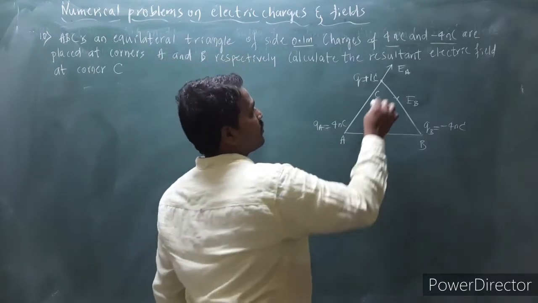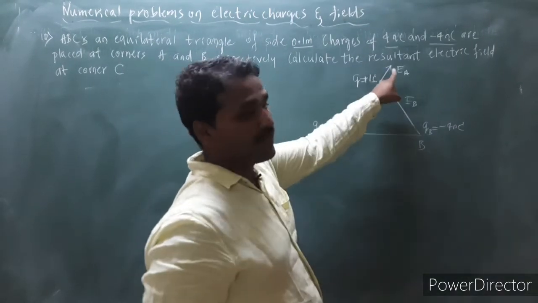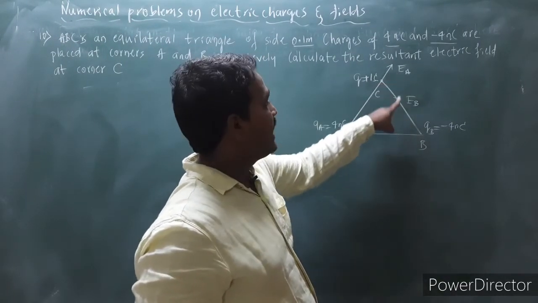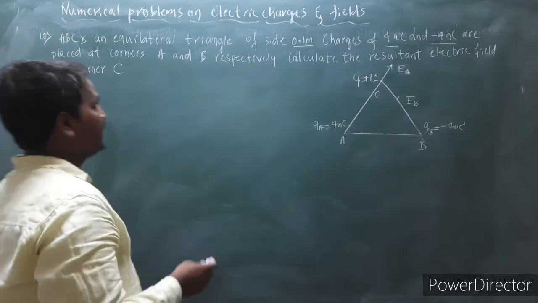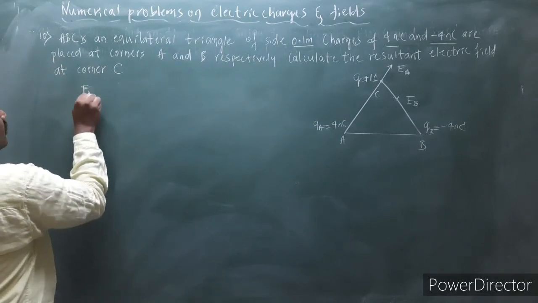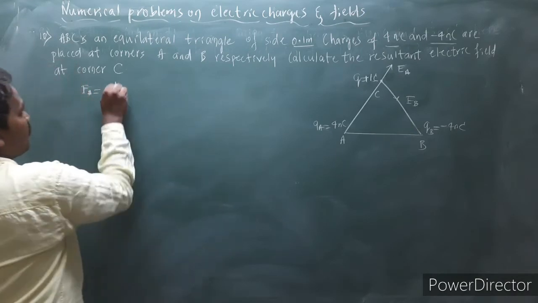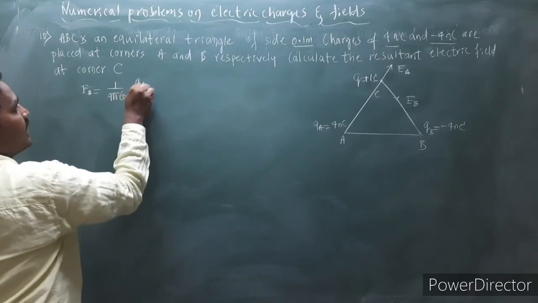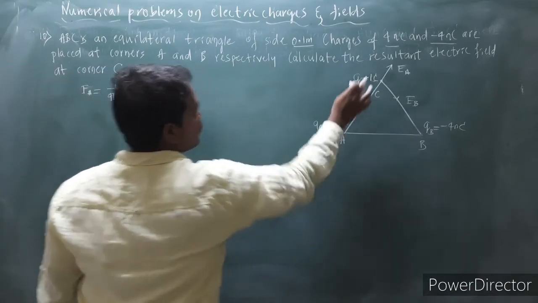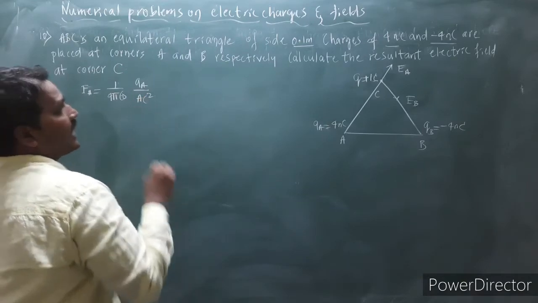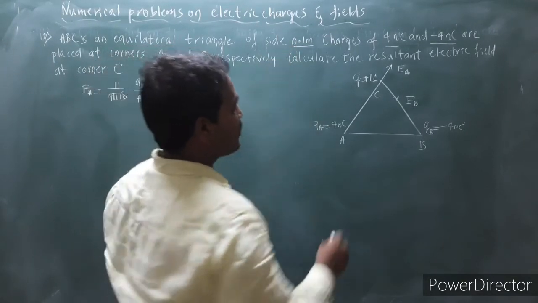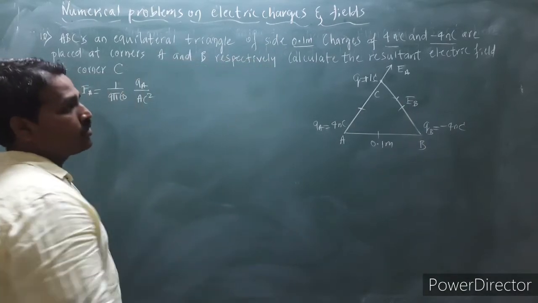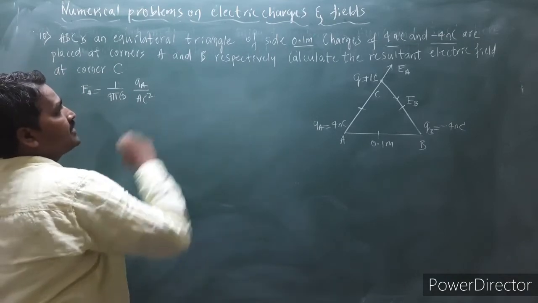Now I have to find the resultant of these two electric fields, and for that I should calculate the magnitude of electric field EA and the magnitude of electric field EB. We shall calculate them separately. EA is 1 divided by 4 pi epsilon naught, into the source charge QA, divided by the distance between these two points, AC square. They have given that the triangle has a side of 0.1 meter, so all these sides are equal to 0.1 meter, that is AB equals BC equals CA equals 0.1 meter.